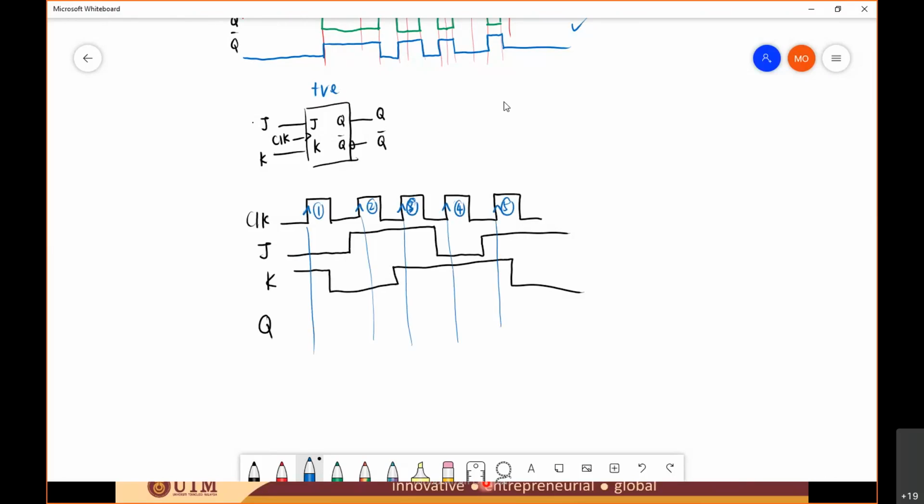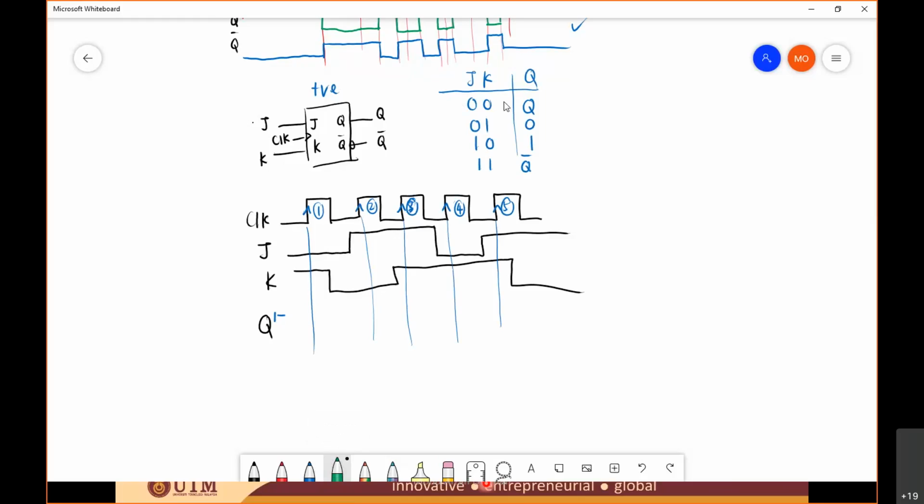And then, lepas tu nak buat apa? Sebelum kamu lukis. Okay, let's assume that this one started with 1. Before kamu lukis, nak buat apa dulu? Dapatkan dulu kamu punya truth table of your JK flip-flop. Okay, bila 0, 0, what happen? What is the output of Q? No change. 0, 1, reset. 1, 0, set. 1, 1, toggle.